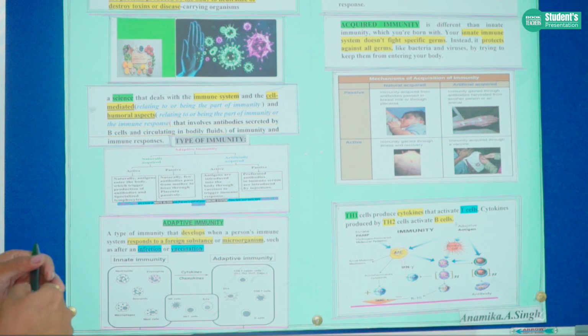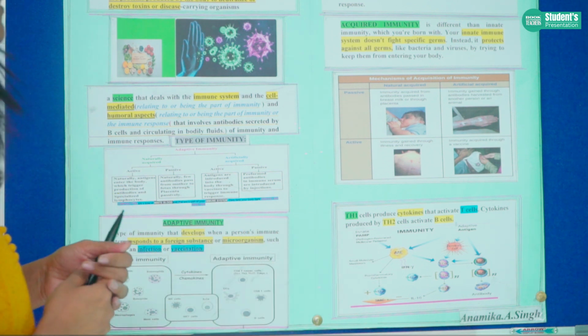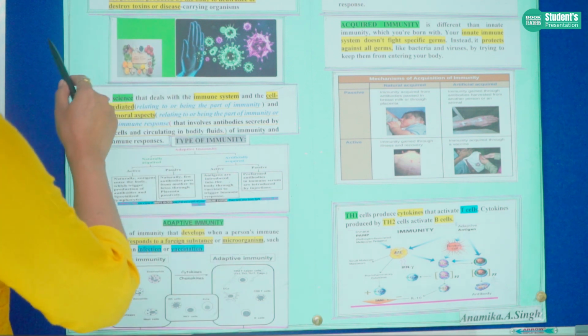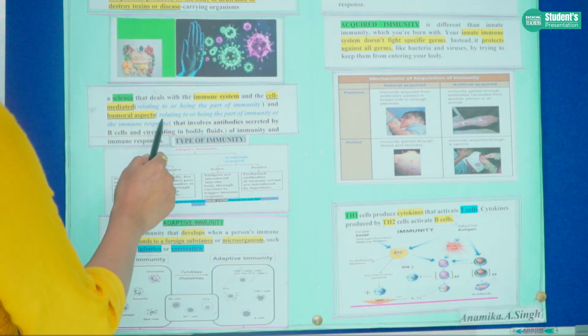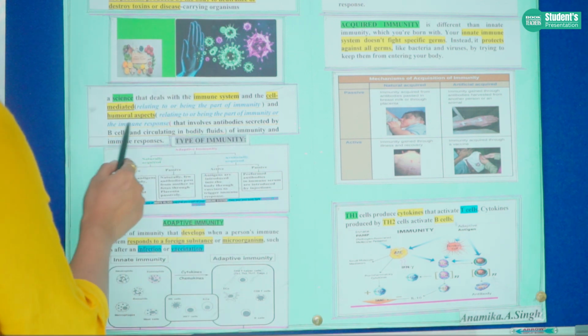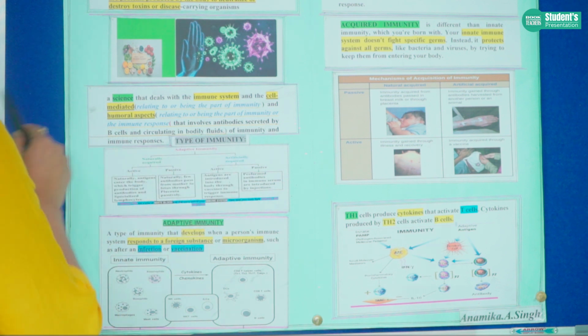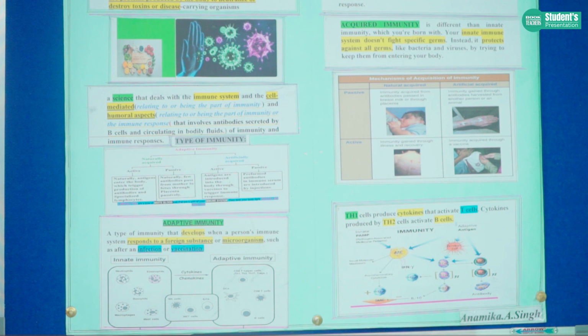So you can see that these Th1 cells produce cytokine and that activates T cells, cytokine produced by the Th2 cell activates B cell, जो हमने यहाँ पे स्टार्टिंग में ही देखा था, related to the part of immunity, the immune response that involves antibodies secreted by the B cells, कि आपके antibodies जो इसका main core है आपके immunity का, तो वो secrete कौन करता है, तो वो B cells secrete करते हैं.